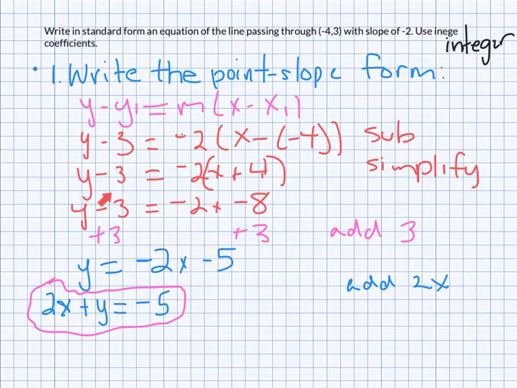Now we simplify this out, and we end up with y minus 3 equals negative 2 times x plus 4. We distribute that through, so we'll end up with negative 2x minus 8 on this side, and y minus 3 on this side. We add 3 to both sides to get the y isolated on the left side. Then we end up with y equals negative 2x minus 5, because the 3 came from the 5. And then we write it like this: 2x plus y equals negative 5.